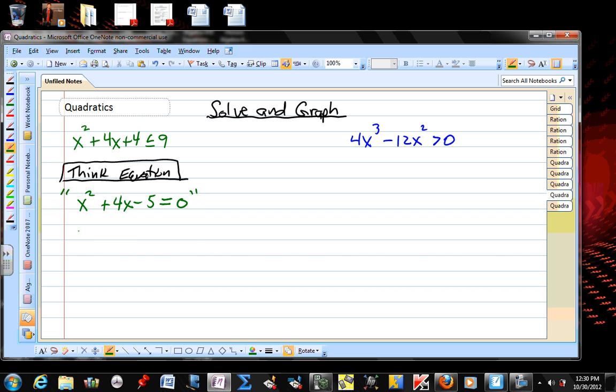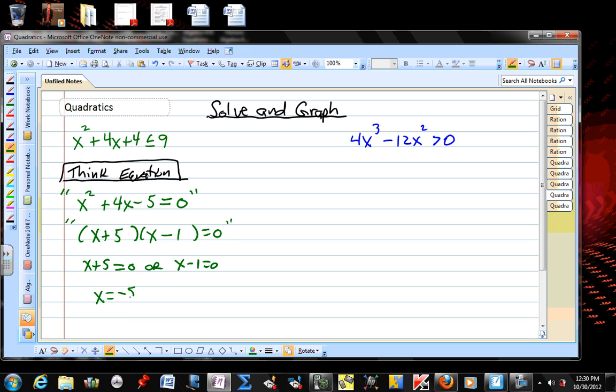Okay. Well, now let's factor. What numbers multiply to negative 5 that add to positive 4? That would be positive 5 and negative 1. So we're thinking that we're going to solve this equation. We'll use the zero product property. Either x plus 5 is 0 or x minus 1 is 0. So x is negative 5 or x is 1. And again, these are two of the numbers that we're going to use on a number line.